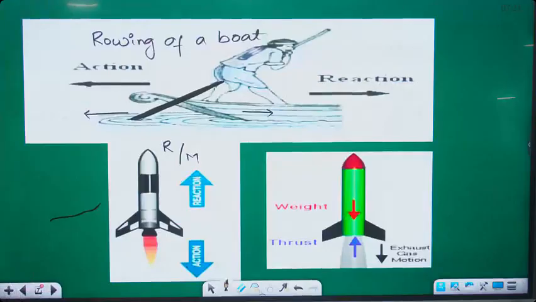The principle of rocket, underline the word principle, is based on the law of conservation of momentum.